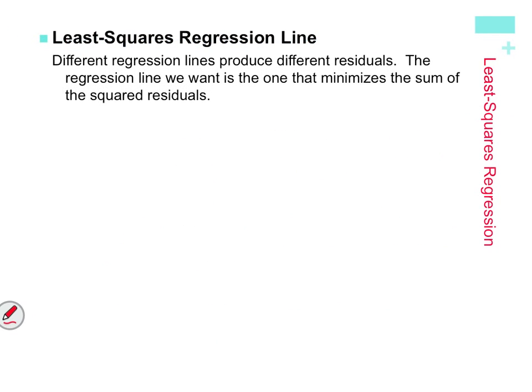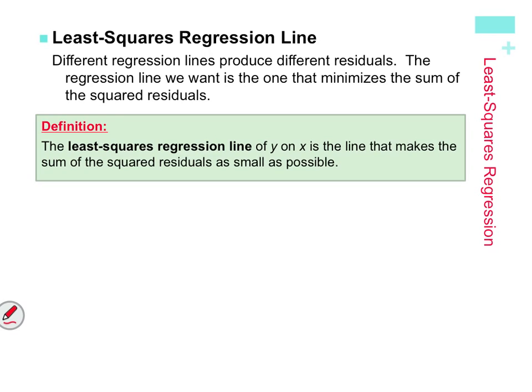Now let's talk about the least squares regression line. A regression line should try to make those residuals as small as possible. A good regression line tries to make the residuals between your points and the line as small as possible. Different regression lines are going to produce different residuals. The regression line we want is the one that minimizes the sum of the squared residuals. We refer to this as the least squares regression line of y on x, and it is the line that makes the sum of the squared residuals as small as possible.